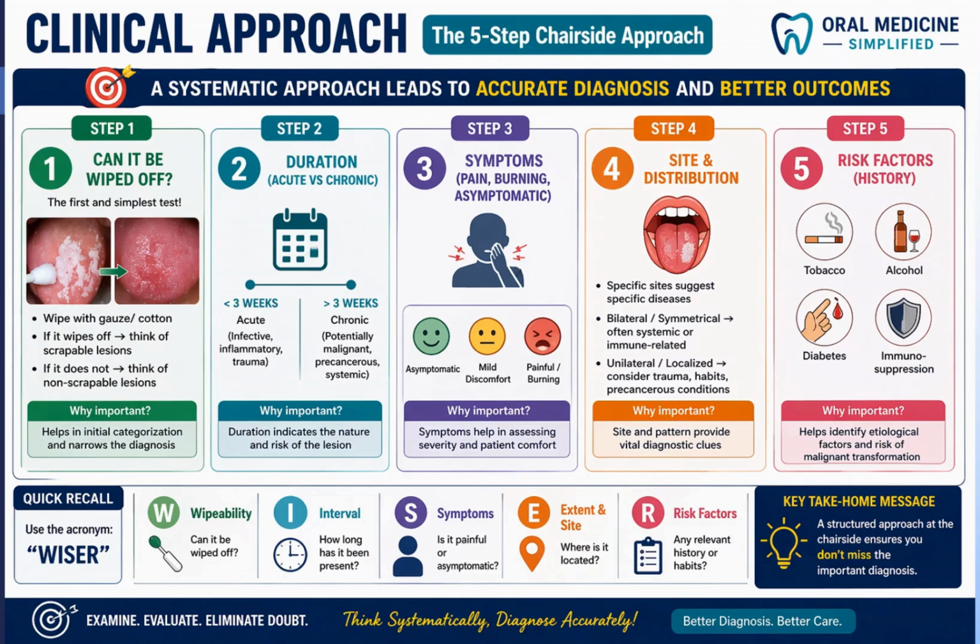Now look carefully. Focus on site: buccal mucosa, tongue, palate. Focus on the pattern. Is it reticular, diffuse, or patchy? Patterns are powerful. For example, a reticular pattern should immediately make you think of lichen planus. Next, palpate. Is it smooth or rough, soft or indurated, fixed or mobile? Because induration is a red flag. You never ignore it.